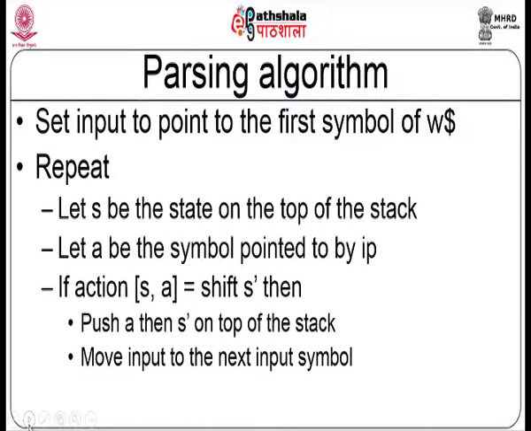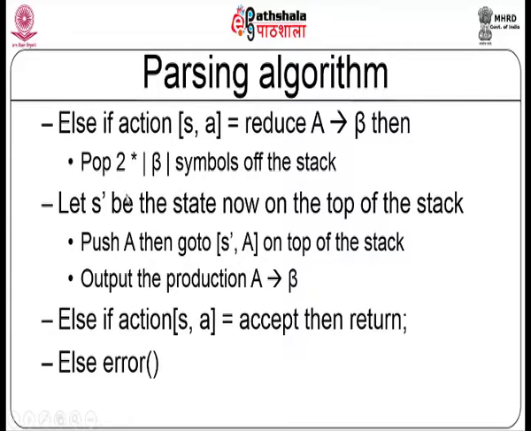You will use the input string, a stack, and the parsing table which has been constructed. So there is a dollar as the end marker of the input string, let S be the state on top of the stack, and let A be the symbol pointed to by the input pointer. If the action is a shift action, you push A and then push S dash on top of the stack. If it is a reduce, you pop twice the length of beta symbols, where beta is the RHS of the production, and now you push capital A onto the stack, and you compute goto of S dash comma A and put that also on the stack. If the action is an accept action, you return; else it is an error action.